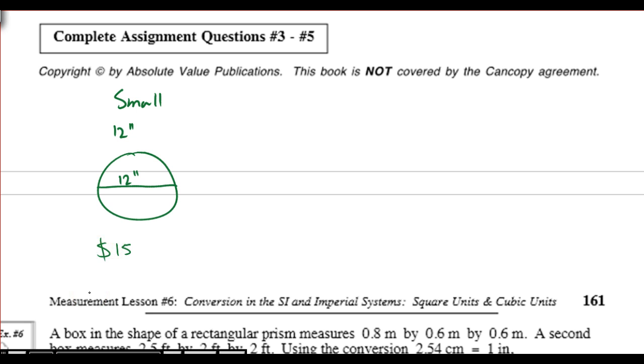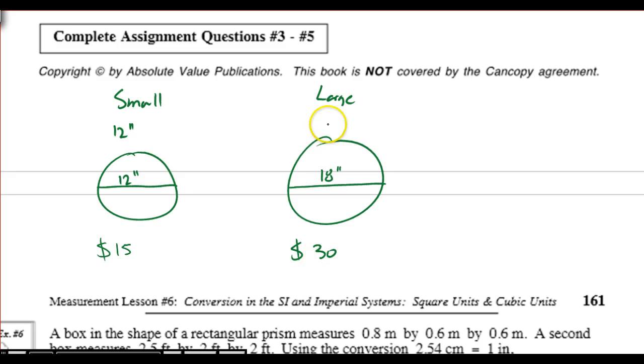Okay, now let's say here we have a large pizza. The diameter of the large pizza would be, let's say, 18 inches, and that would cost $30. Okay, so we have $30 for the large pizza and $15 for the small pizza.